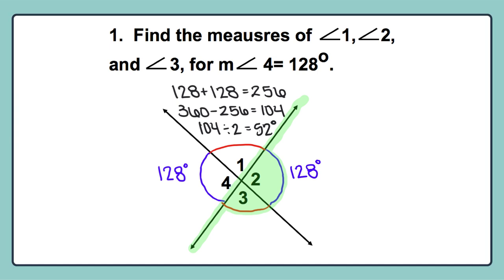180. So if angles 2 and 3 make up the 180, how can you find the missing part? Subtract what? 128. Wait, no, 180 minus 128, and you still get your 52 degrees. I think the other way is easier.